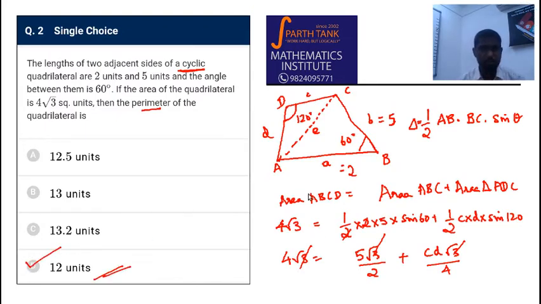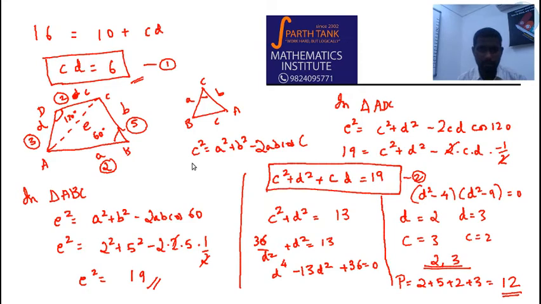Very simple. We form two equations with c and d. One is the total area and the other is the triangle equation, the cosine rule basically. You find e squared in both the triangles and equate it.